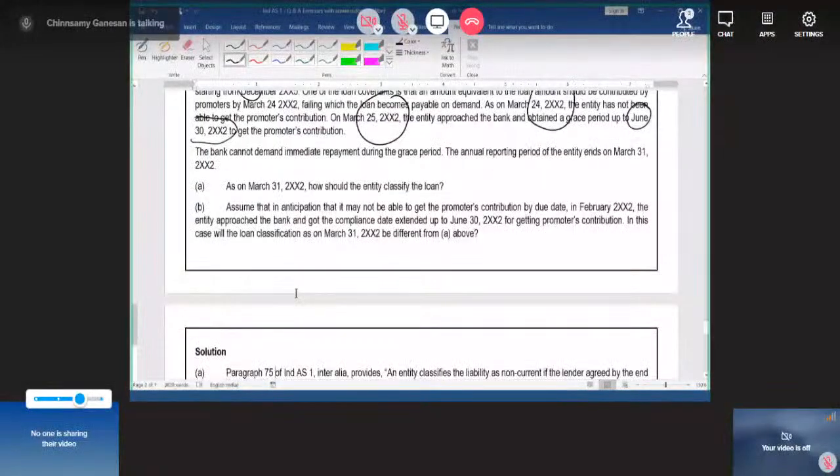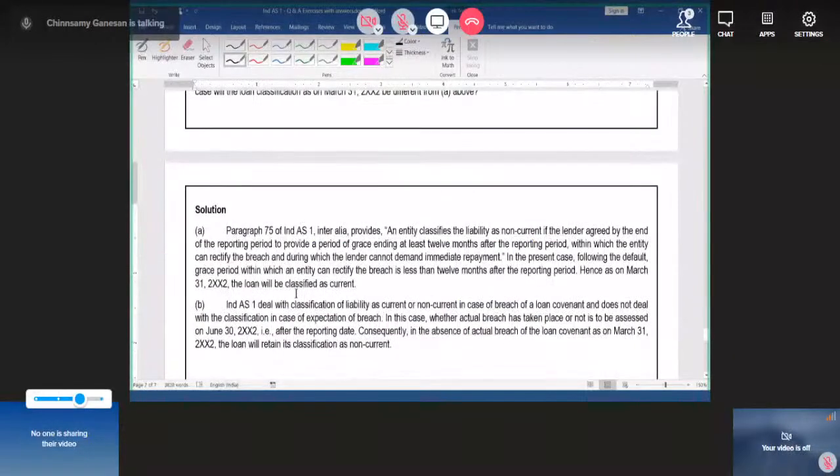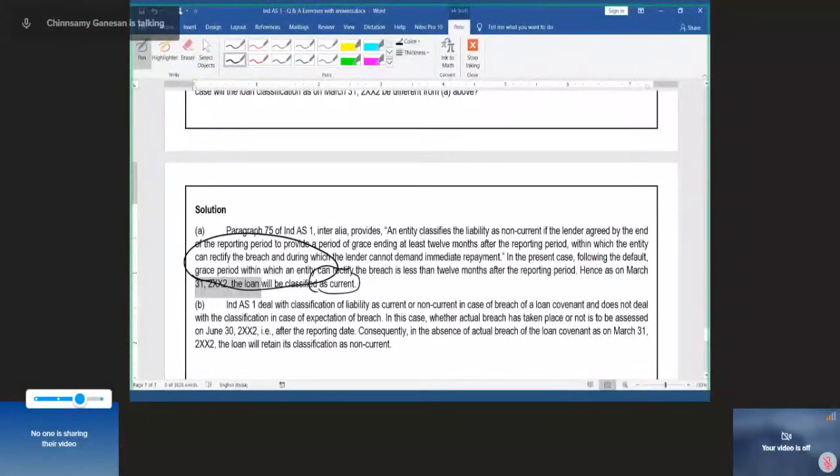If you see, this is what is happening: you got only a grace period up to June 2012. You got the exemption only up to June 2012. That means it's repayable within the next 12 months, and an unconditional right to settle beyond 12 months is not available. So accordingly, the term loan, even though you have renegotiated and got 3 months of grace period, will still be treated only as a current liability. From non-current you have to reclassify to current.